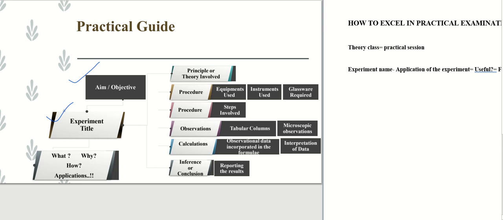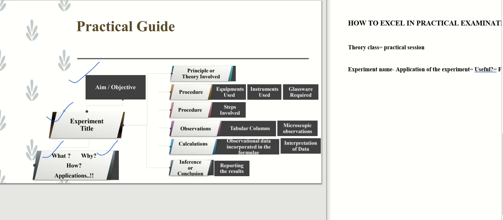So we need to explain like this. For example, if you are asked to write the application of one experiment, you need to think how this experiment can be extended to the different areas of your subject. And what is the aim of this experiment? And what is this experiment about? Why is this experiment to be practiced? Why?